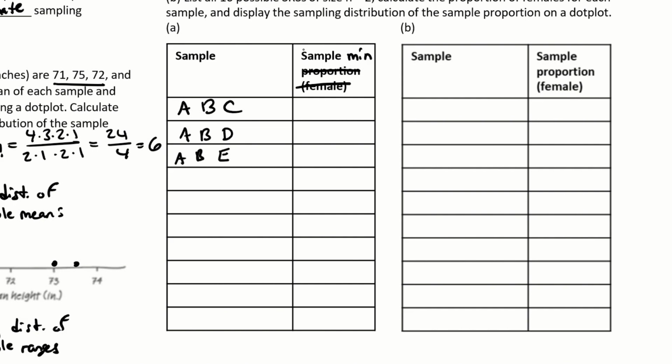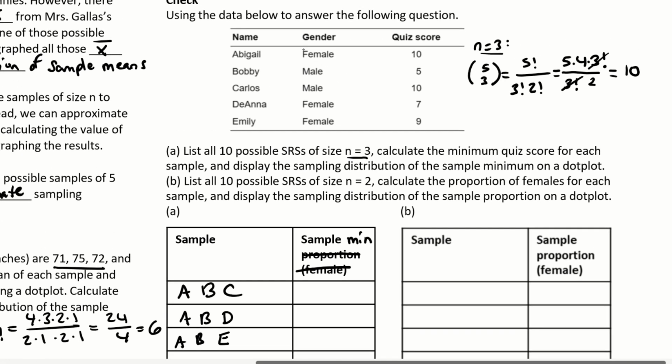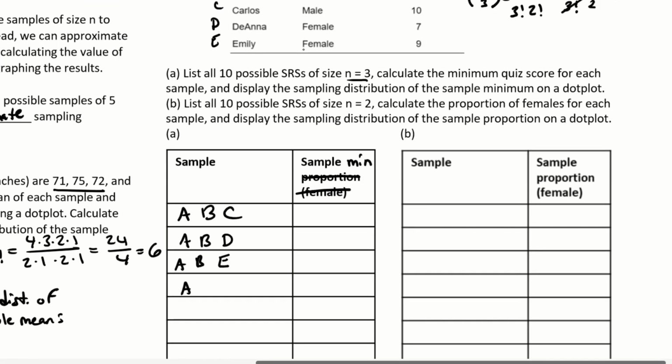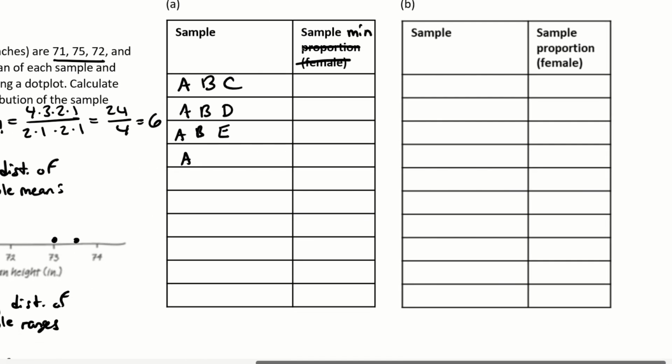We can do A, yeah, I'm just gonna use their first initial here. We could do A, C, D, right? So these are all the possible, these are just listing out all of them. We could do A, C, D. We could do A, D, E.